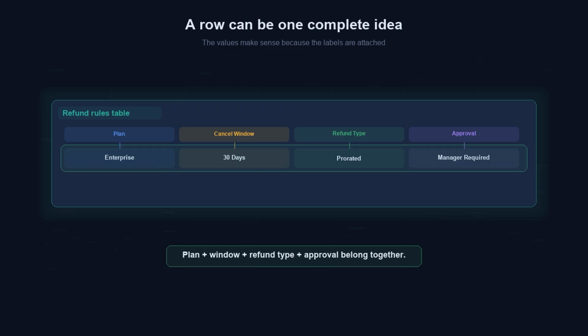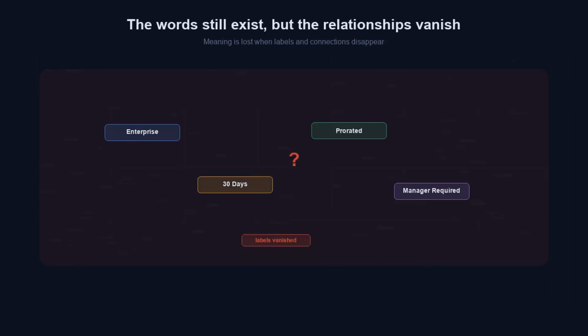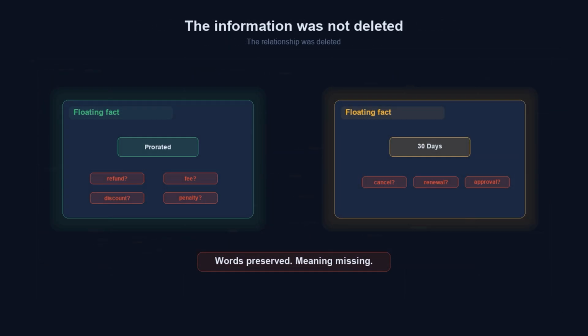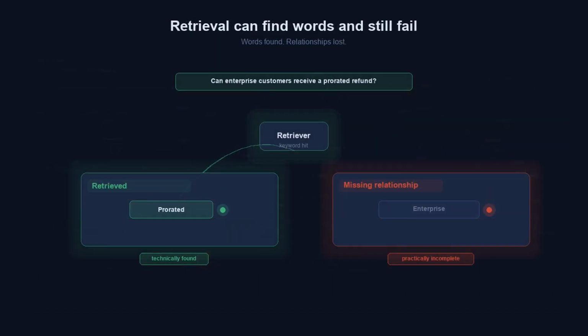If you take a table as an example, one row might say plan, which is like enterprise, a cancellation window, which is 30 days, a refund policy, approval, etc. If we extract this as plain text and split it badly, the row can lose its meaning. The retriever might find prorated but not the plan, or find enterprise but not the approval requirement.